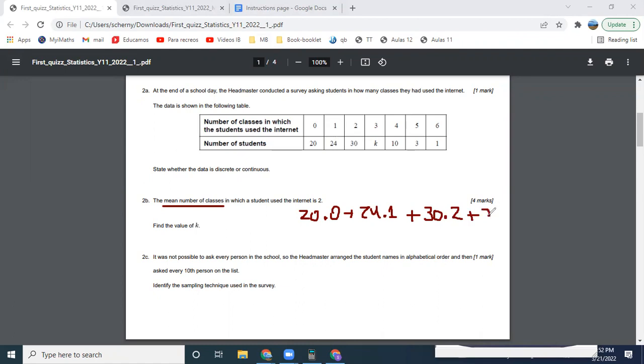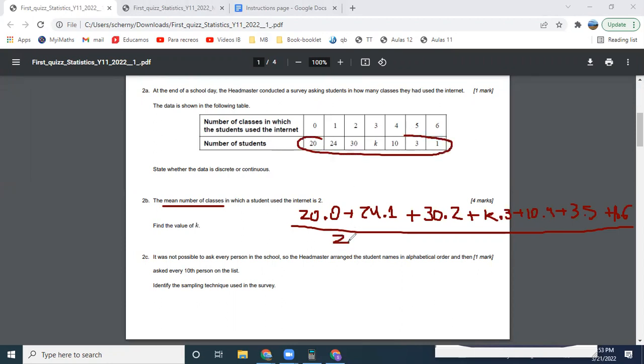So we write this. Now we have k times 3, then we have 10 times 4, then 3 times 5, and 1 times 6. This is the amount of classes in total that every student used internet in. So we must divide this by the amount of students, and the amount of students is the addition of this row. So 20 plus 24 plus 30 plus k plus 10 plus 3 plus 1. Okay, this is how we should calculate the mean number of classes.